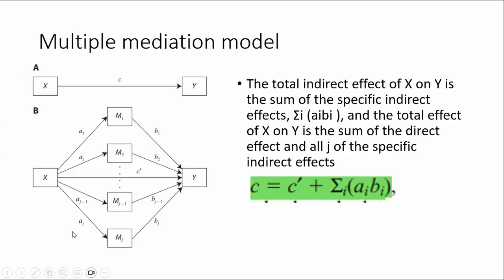Here we can see in the multiple mediation model, the total indirect effect of X on Y is the sum of the specific indirect effects. This is the 1, 2, 3, and so on. So the total effect equals c' plus the sum of the indirect effects.